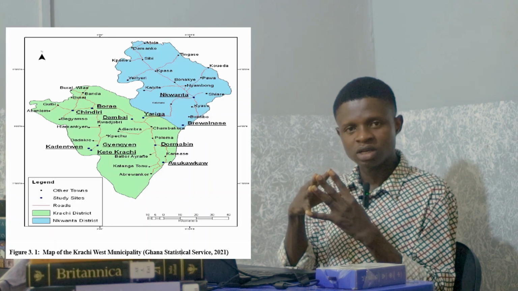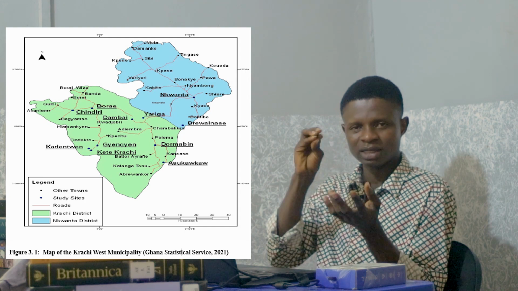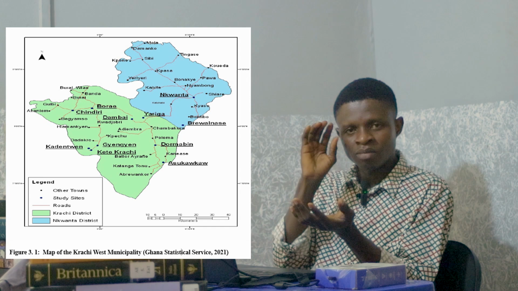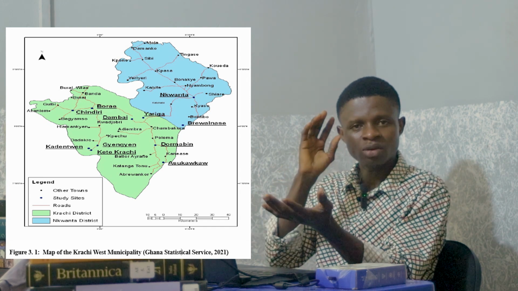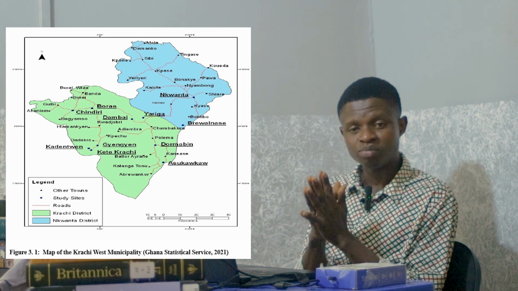Then you need to provide a pictorial map representation. You need to provide a map if necessary. You need to provide a map of the community showing where it is located within the municipality, within the region, and then within the country where your study site is located. You need to provide a map that will show, this is where my study site is located.